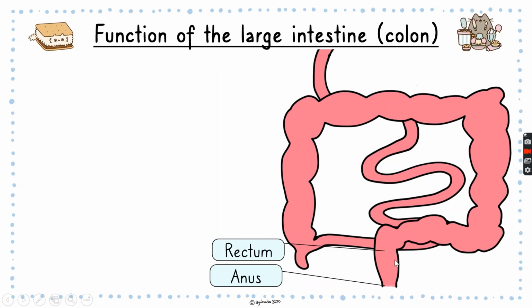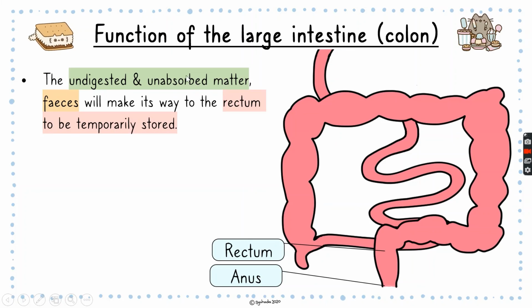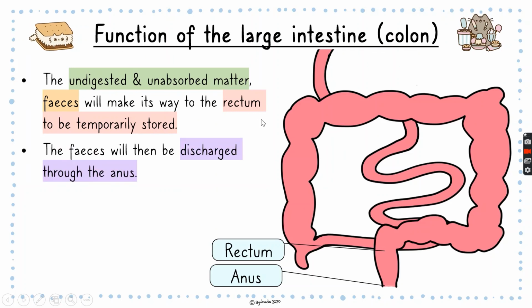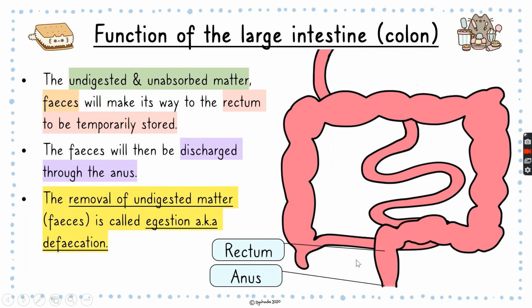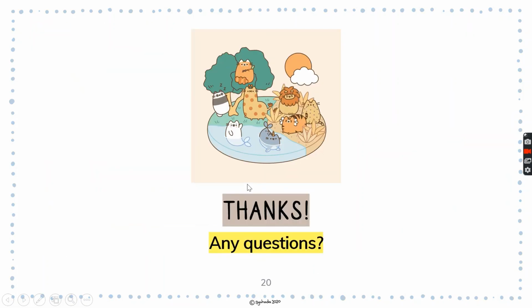Over here we have the rectum, and down there is the anus. The undigested, unabsorbed matter called feces will make its way to the rectum, where it's temporarily stored. The feces will then be discharged through the anus, which is the hole right here, and this process is called egestion or defecation. So the feces will be stored in the rectum temporarily before egestion takes place. And that is the end of our lesson today.